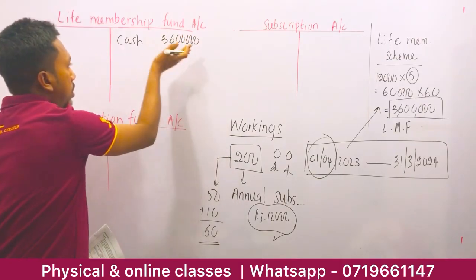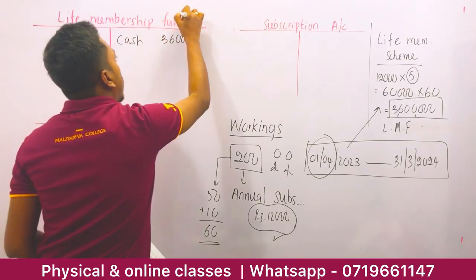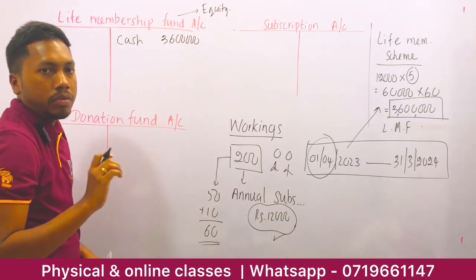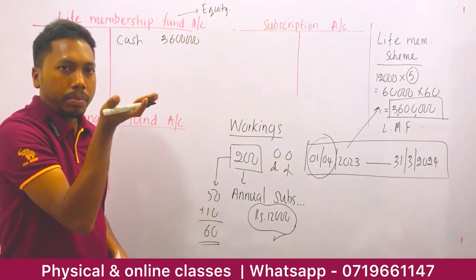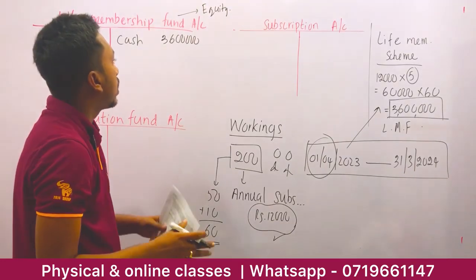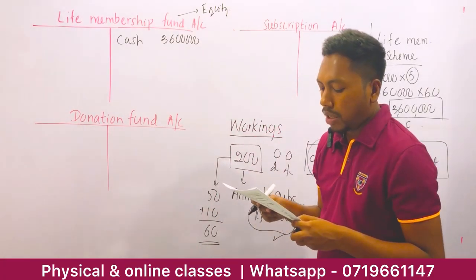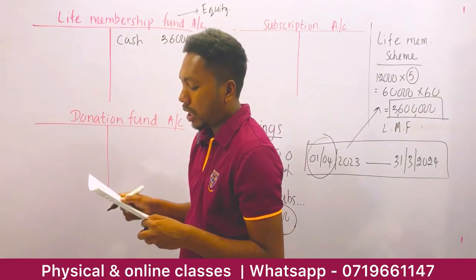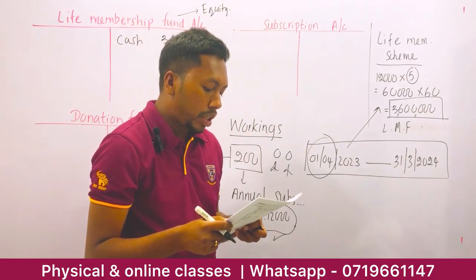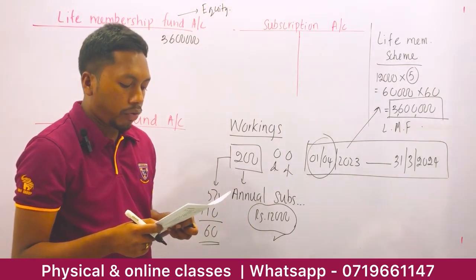Okay, this amount is debited to cash account and credited to life membership fund account, and this fund account is an equity account. We know that if the equity goes up, it should be credited, right? Okay, then in the second bullet of the life membership details, it says the policy of this society is to recognize the life membership fee as income equally over a period of 10 years, starting from the year of receipt.